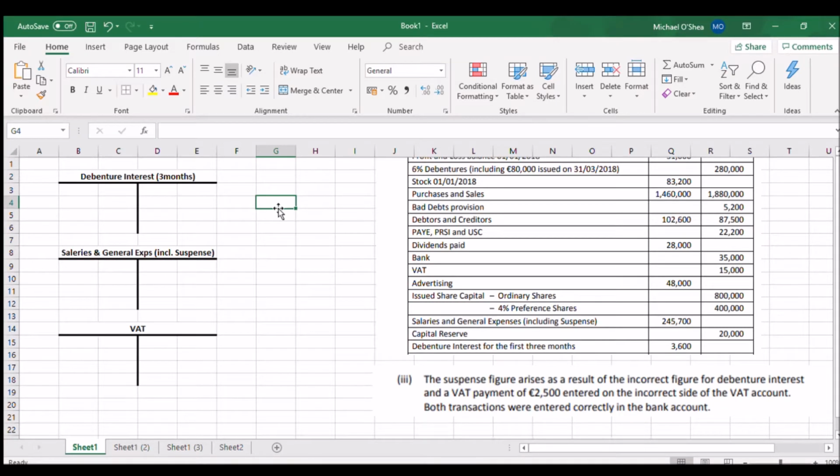This is a company accounts question. It's Hill Limited, the 2019 paper. I'm looking at note number 3 here. This note is suspense. There's debenture interest and there's VAT. We're just looking at this note.